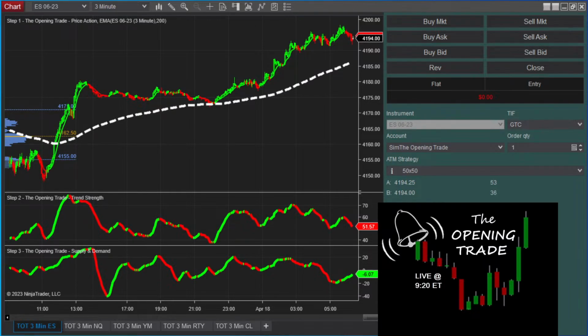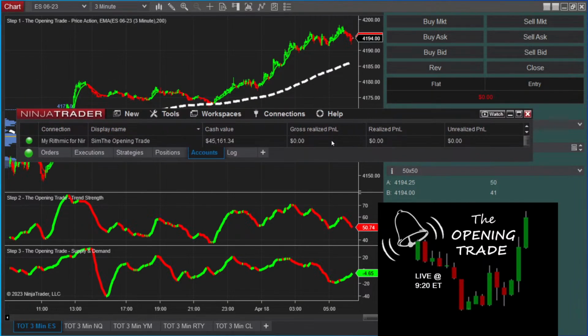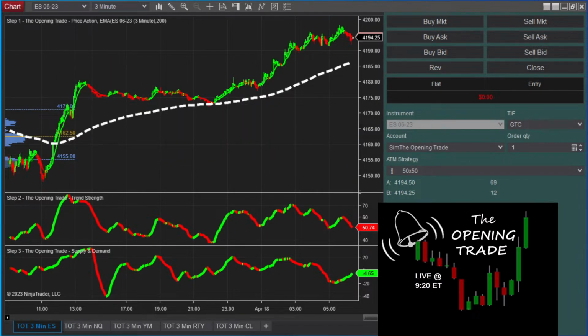Alright, let's take a look at the current SIM account balance. Here we go, simulated the opening trade. Here's our cash value. The gross will match the red as long as any manual or automated trades have been performed. And the realized will be the price after the fees. Make sure you understand your fee schedule from your provider. It's very important.